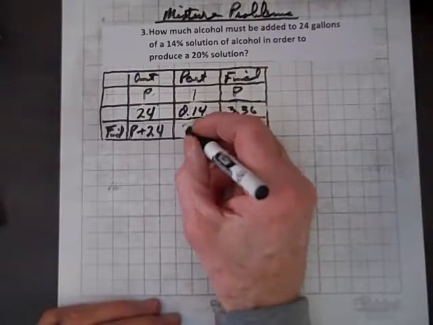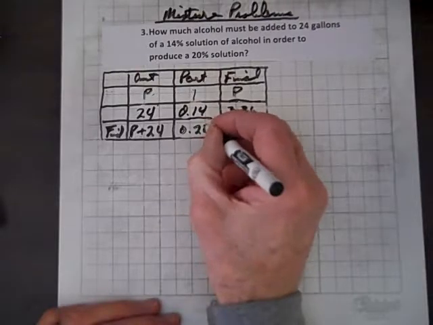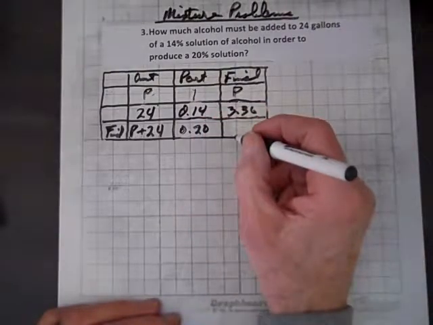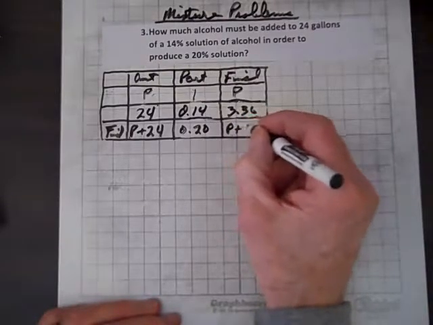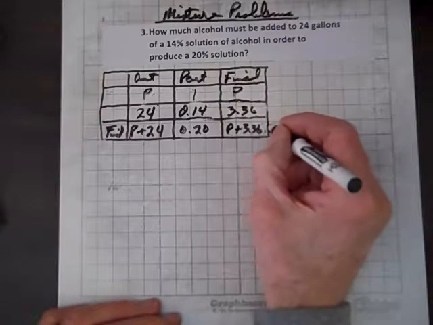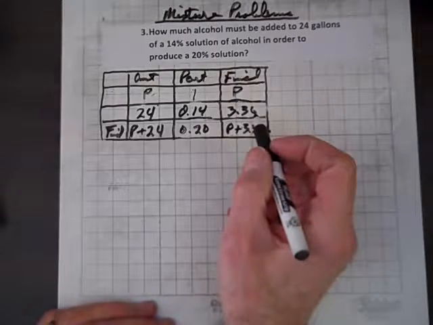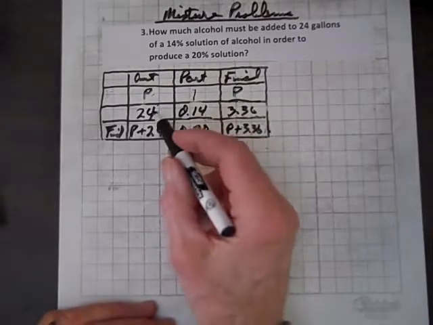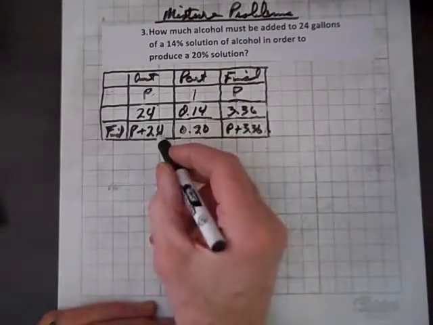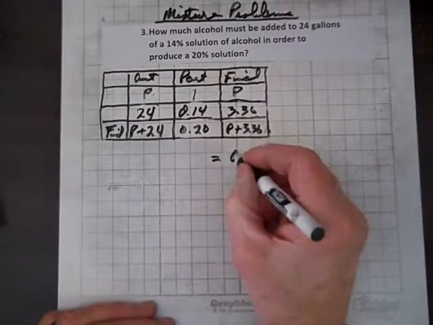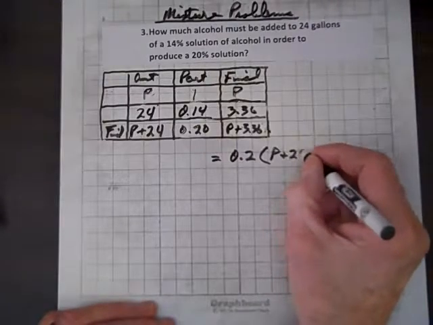What part of the final amount is supposed to be pure alcohol? Well, 20% or 0.20. And how much pure alcohol will we have in the end? Well, we'll have P plus 3.36 gallons. Now, we have a couple of equations awaiting us. One is this. We need 20% of the total solution to be pure alcohol, so that'll be 0.2 times P plus 24.